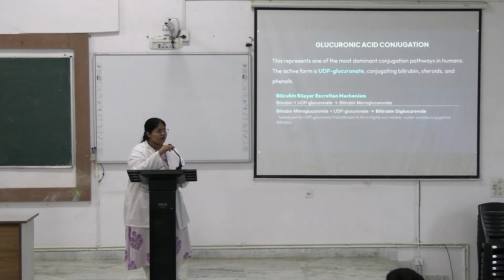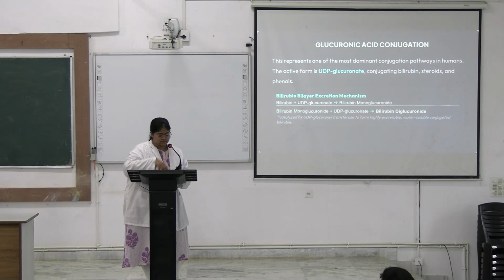The next topic is glucuronic acid conjugation. This represents one of the most dominant conjugation pathways in humans. The active form is glucuronate, conjugating bilirubin, steroids, and phenols. There is a mechanism which is the bilirubin conjugation mechanism. Bilirubin in reaction with glucuronate gives the bilirubin monoglucuronide. And bilirubin monoglucuronide in reaction with glucuronate gives the bilirubin diglucuronide. Both these reactions are catalyzed by glucuronyl transferase to form highly excretable and water-soluble conjugated bilirubin. The rest will be continued by Shreya.